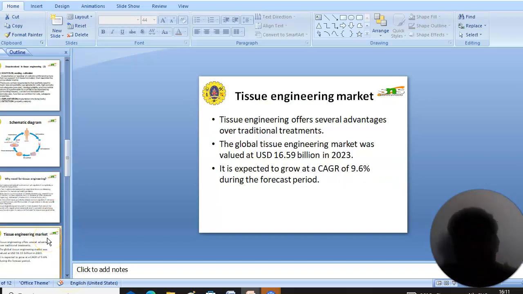Next, the tissue engineering market. Tissue engineering offers several advantages over traditional treatments. The global tissue engineering market was valued at USD 16.5 billion in 2023. It is expected to grow at a rate of 9.6% during the forecast period.